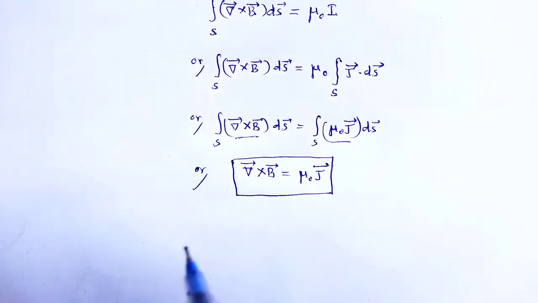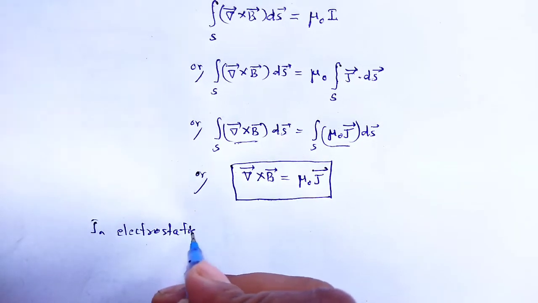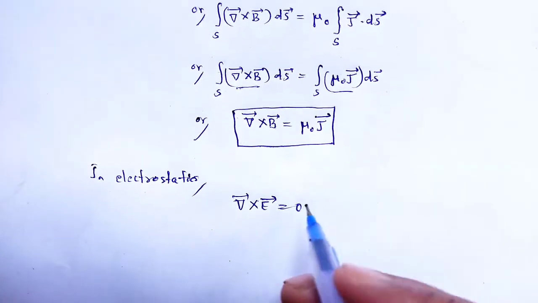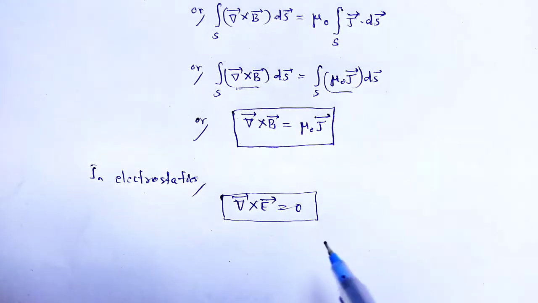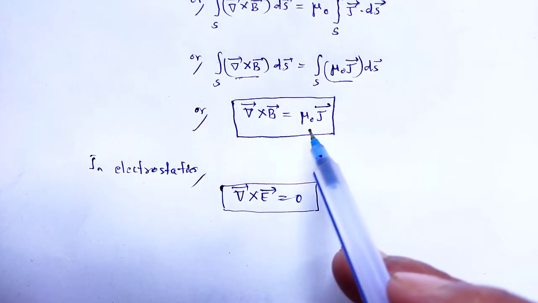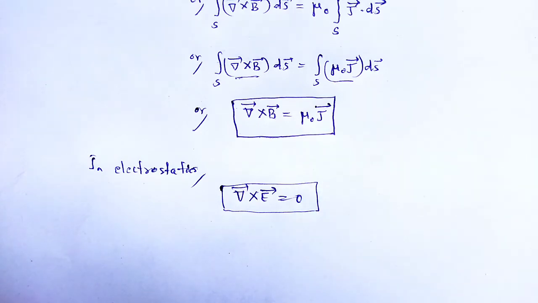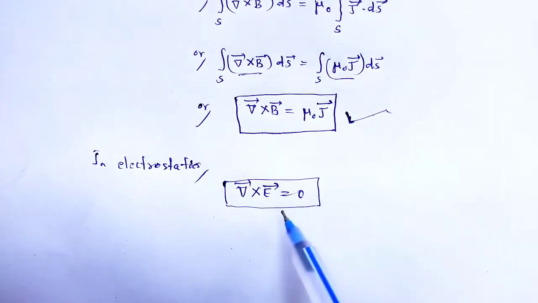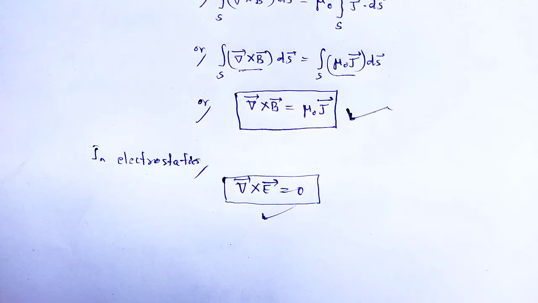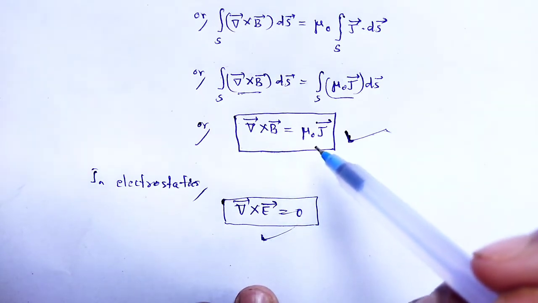A very similar equation in electrostatics: grad cross E is equal to 0. Here the curl of that electric field is 0, but in the magnetic case the curl is mu naught J, whereas here curl is 0. Curl basically gives the circulation per unit area, the curl of the magnetic field.